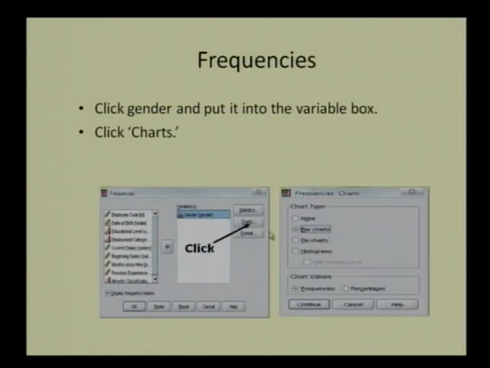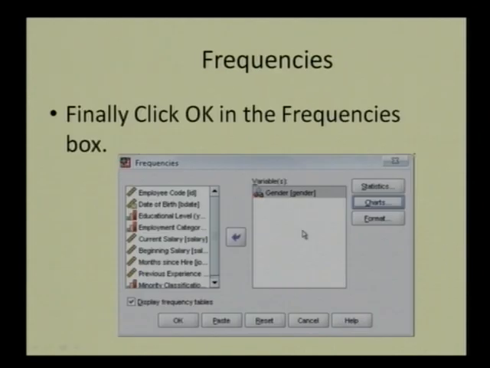When you click on Charts, you can have different charts: whether you wish to draw a bar chart, pie chart, or histogram with a superimposed curve or not. Our basic idea is to find out how many males and females there are, and we wish to draw the bar chart. So click on it and just continue.